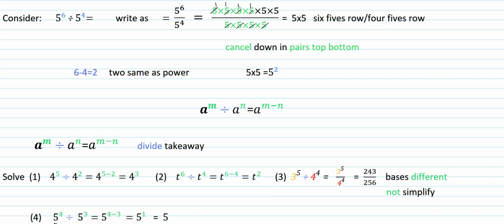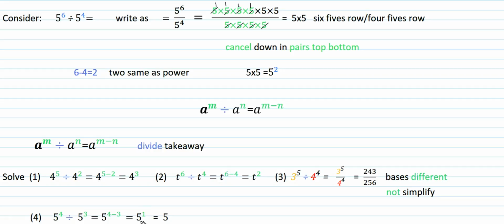So this last example, 5 to the power 4 divided by 5 to the power 3. The bases are the same again here. It's 5, so we have 5 here. And the powers, when we're dividing, we're taking away. So it's 4 minus 3, which is 5 to the power 1.